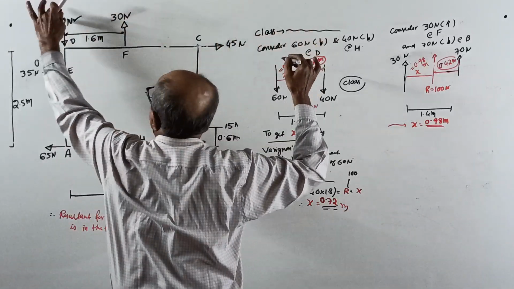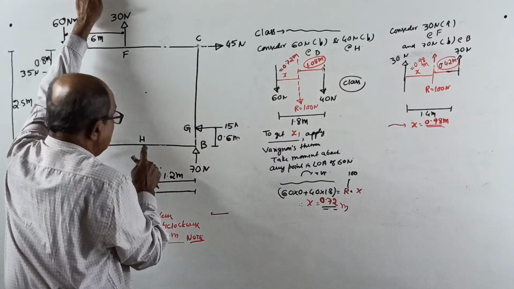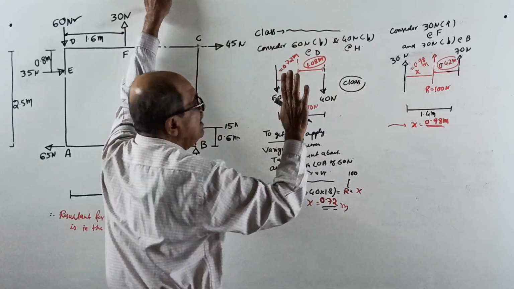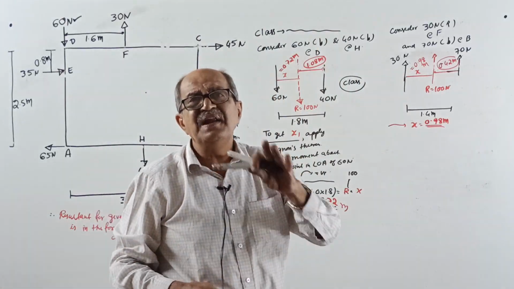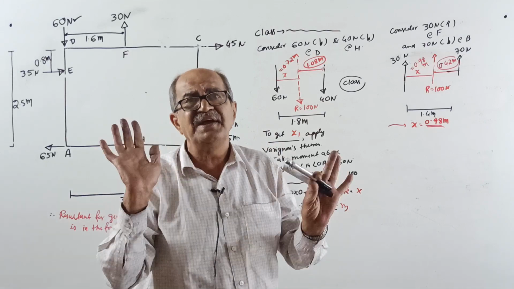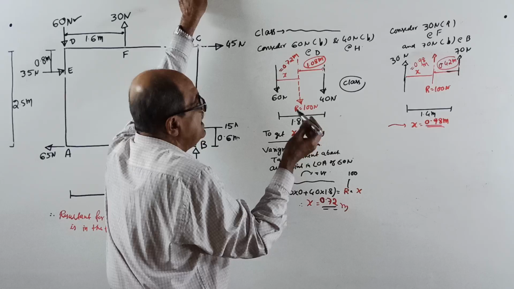Consider 60 Newton down at D and 40 Newton down at H. Only those two forces, nothing else. Find the resultant and locate its line of action. I think nobody requires any hint here.